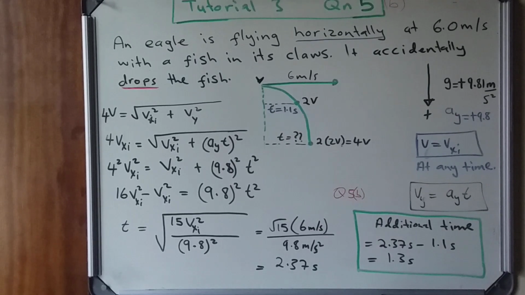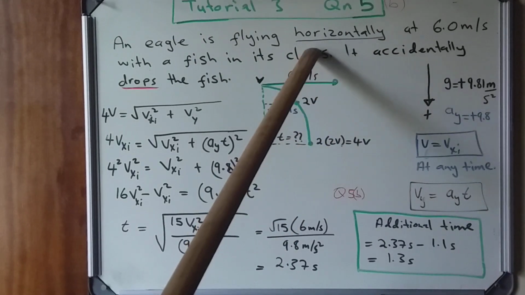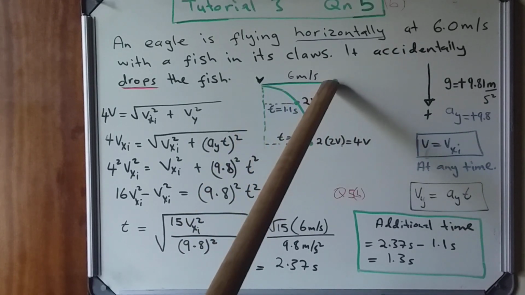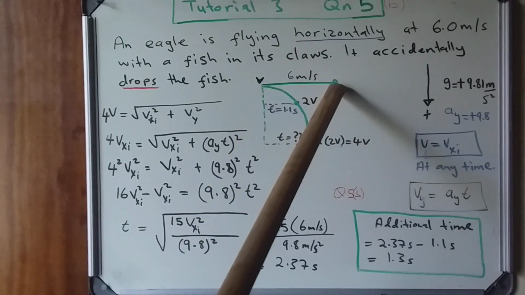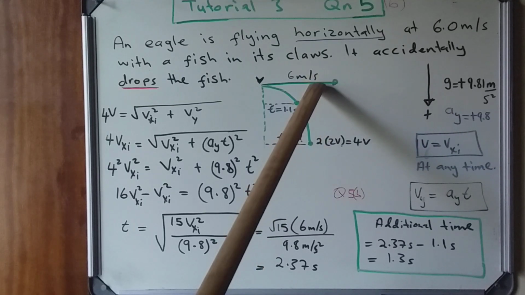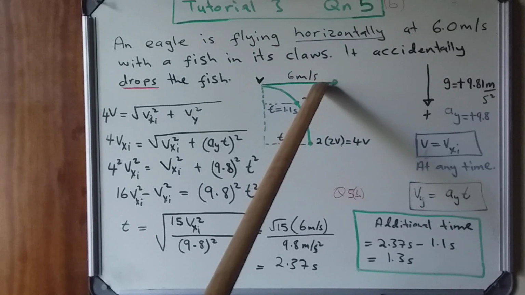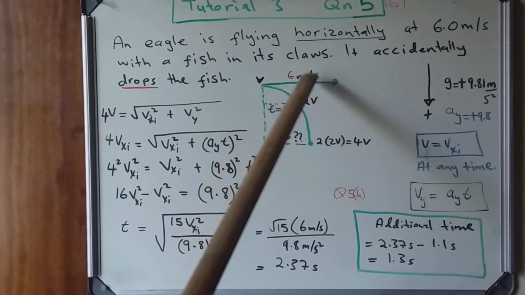So for 5b, we've been told still it's horizontal. Horizontal must tell you the direction, you can see the direction of the 6 meters per second. It's not at an angle, it's horizontal. So already it must tell you that the angle is 0. Okay, that is the concept which you must understand.